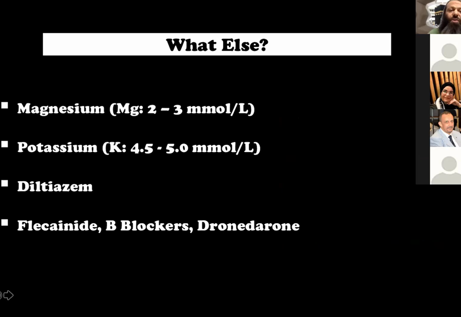Of course, to maintain the serum electrolytes within targets, and this is what we usually do in the ICU when we have fibrillation. To target the common electrolyte, which is potassium, between 4.5 to 5, and magnesium 2 to 3. So those are 2 partners playing an active role in atrial fibrillation. Diltiazem or beta blocker, this is for rate control.